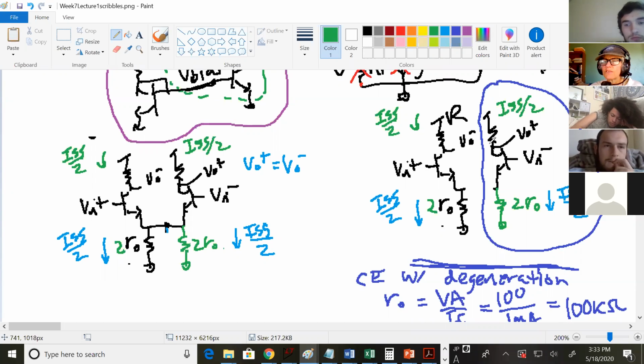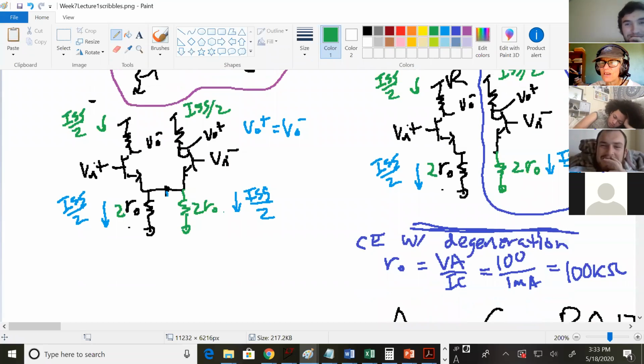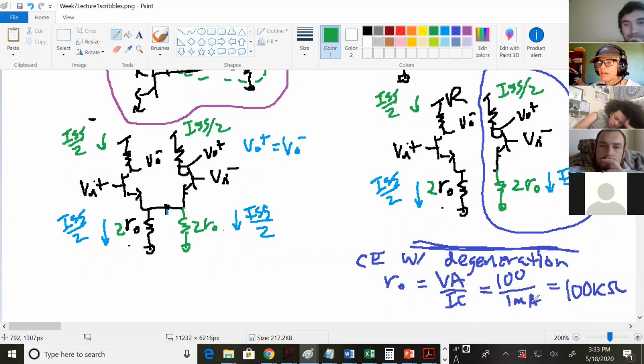What's this circuit? If you had to name it, what would you name it? Common emitter with degeneration. Yes. And I just used VA equals 100, and I used 1 milliamp, and that gives you 100 kiloohms for RO. So this right here is a common emitter with degeneration of 200 kiloohms. So how much gain do you think this is going to have? Not a lot.